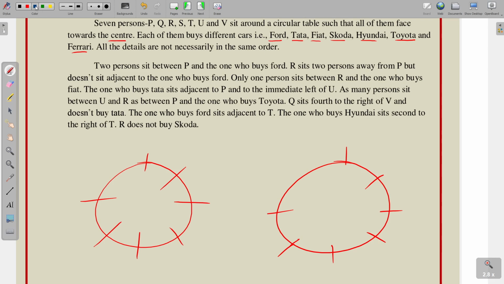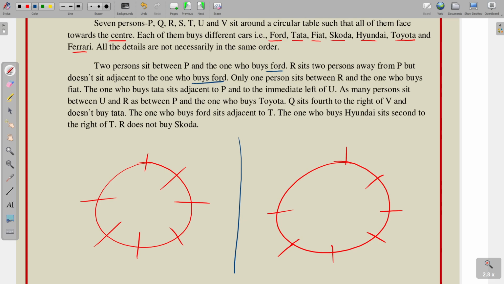So all are facing center. Each one buys a different car. Here we have two possibilities. See the first one: two persons sit between P and the one who buys Ford. R sits two persons away from P but doesn't sit adjacent to the one who buys Ford.